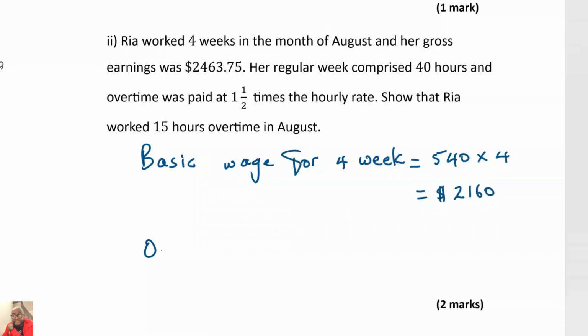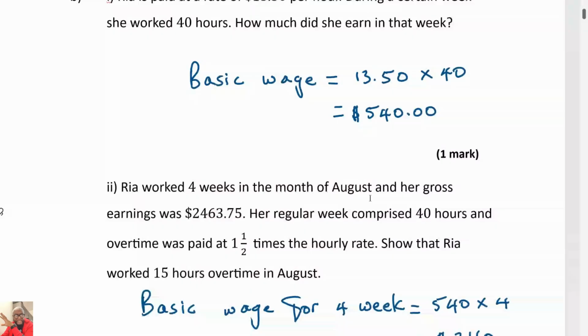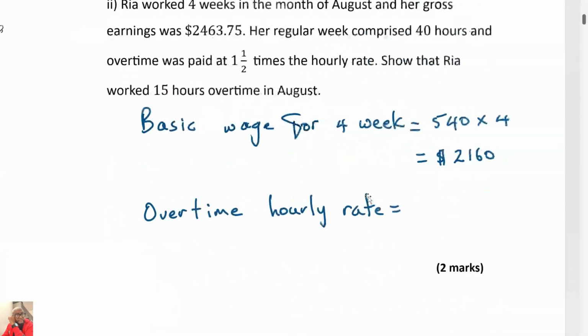The next thing I need to calculate is her overtime hourly rate, right? So how much was she working for in basic time? Her hourly rate for her basic wage was what? $13.50. Now, overtime is paid at time and a half. So that'll be 1.5 times the basic hourly rate, right? So how much is she working for per hour in overtime? $20.25. Right, boom. Everybody good there so far?